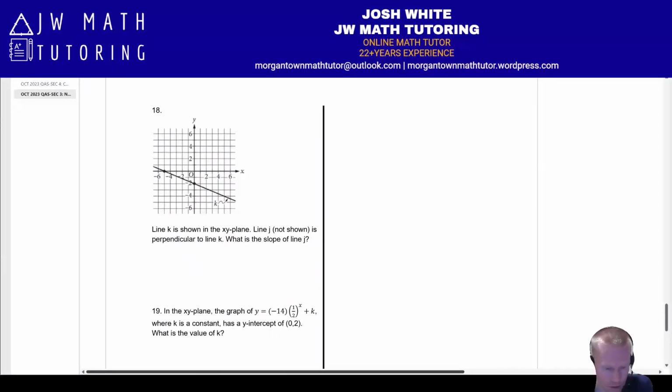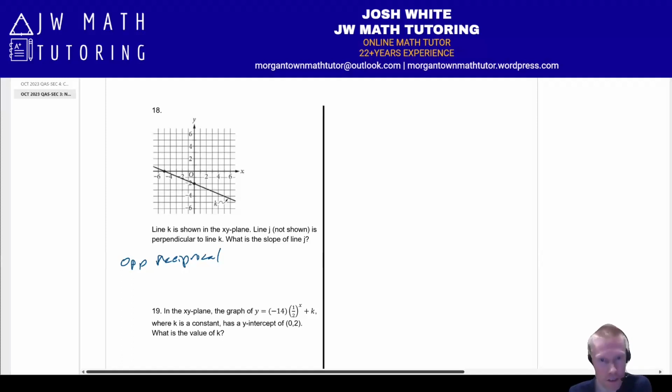All right, top of the last page, number 18. Here we have a line, and we are told line J is perpendicular to it. So that means line J will have a slope which is the opposite reciprocal of whatever the slope of line K is.